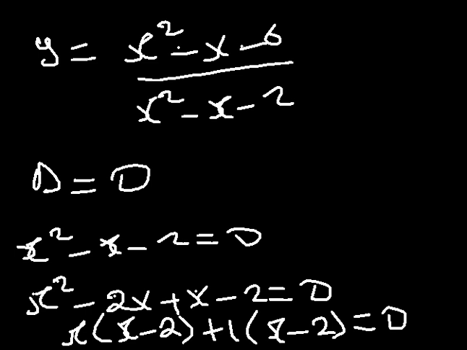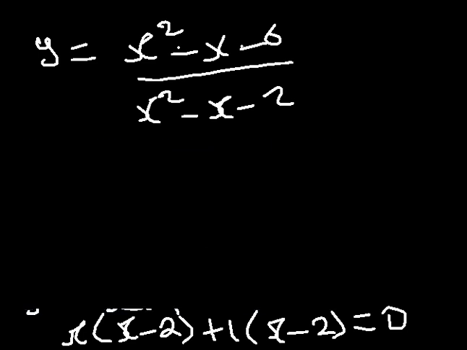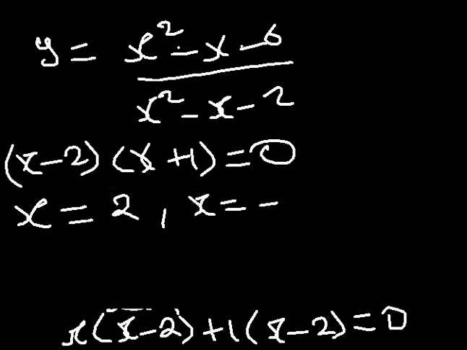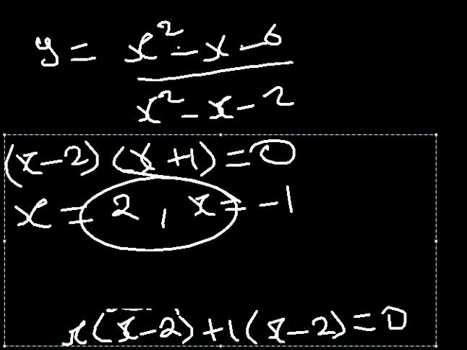So the equation takes this form: (x minus 2) times (x plus 1) equals 0. In this case the vertical asymptotes are given as x equal to 2 and also x equal to negative 1. So these are the values of the vertical asymptotes you should know. And how about the horizontal asymptote?